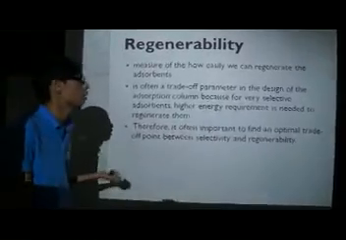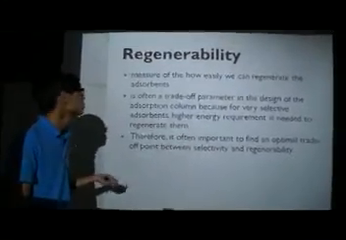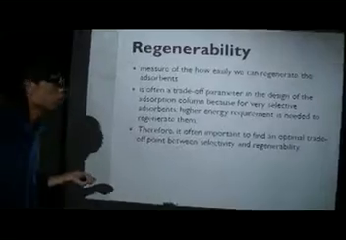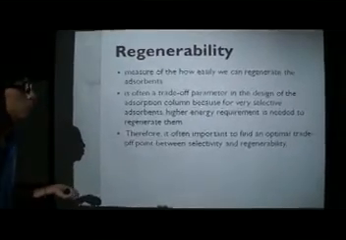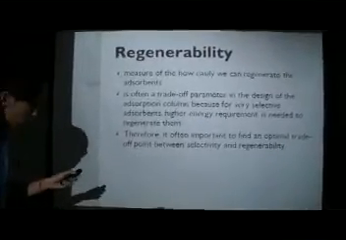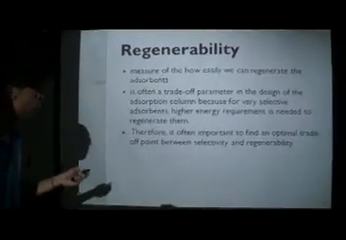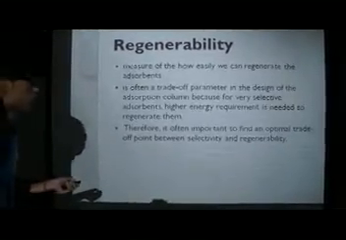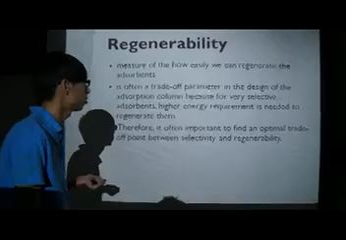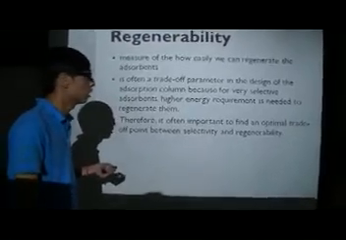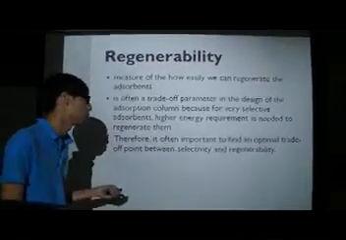Okay, regenerability. Regenerability is a measure of how easily we can regenerate the adsorbent. So ideally, we want to easily regenerate the adsorbents. But regenerability is often a trade-off parameter in the design of the adsorption column, because very selective adsorbents need higher energy requirements to regenerate them.